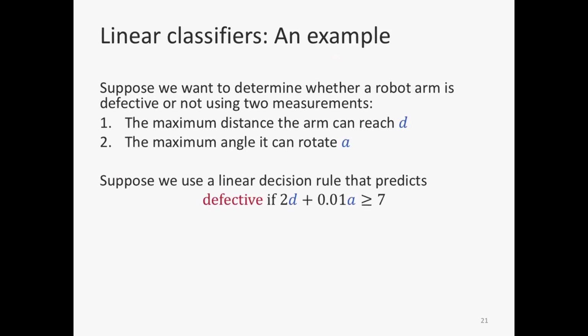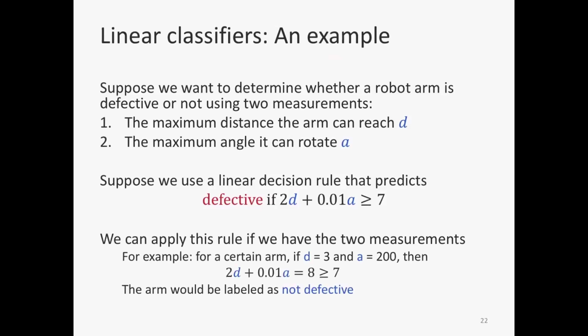So now, the cool thing is, once you have such a rule, you can apply it on every robot arm that your factory manufactures. If a new arm shows up, you can make these two measurements, apply this rule, and it turns out if d is 3 and the angle a is 200 degrees, I think, I'm not sure, then something is wrong here, right? It should be defective.